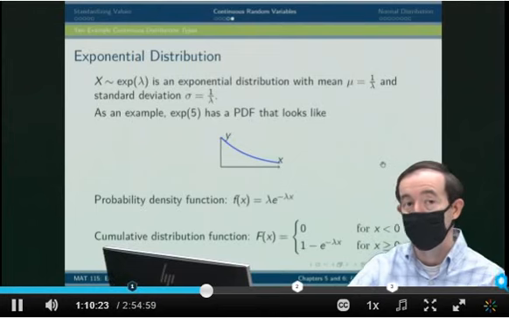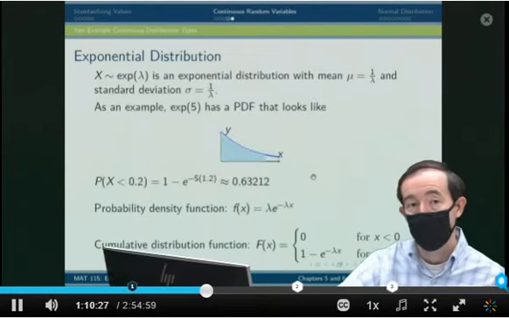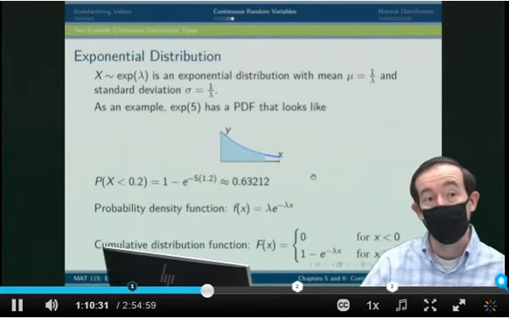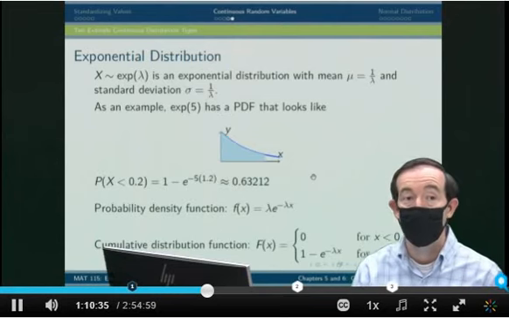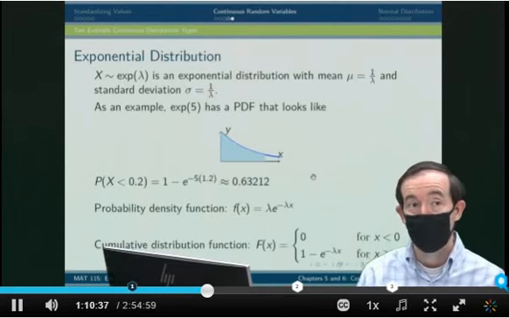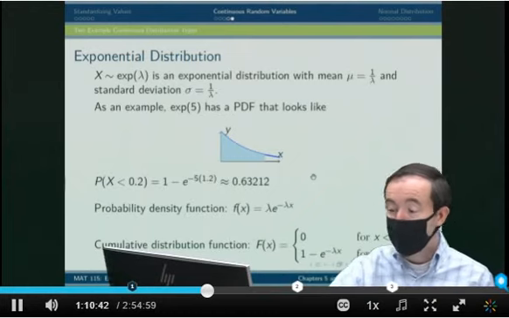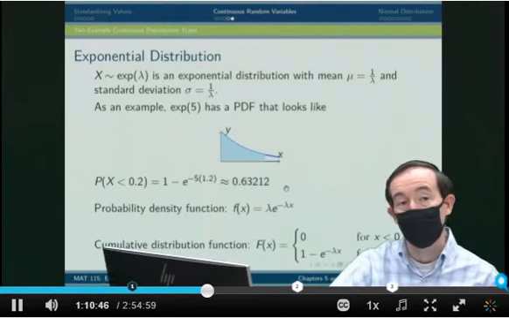Obviously, the higher values are less likely because this graph is going down. The total area under that curve is 1. Now, if I wanted to find the probability that my x value was less than 0.2, in the case where I have that same lambda equals 5, I have a 63.2% chance of finding a value below the mean.